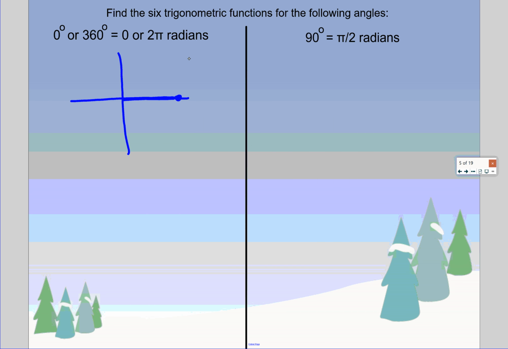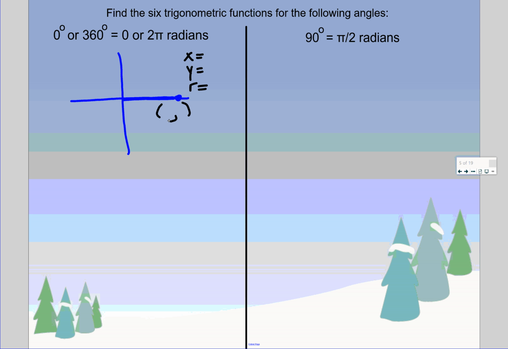All 6 trig functions, I need an x value, a y value, and an r value. And you can use any point on the x-axis to help you. Doesn't matter how far out on the x-axis it is. What do we know about points on the x-axis? Any point on the x-axis has what? They all have something in common. Can we name some points on the x-axis? Would that help?